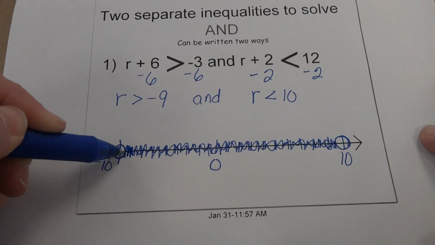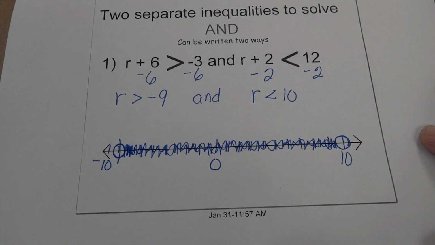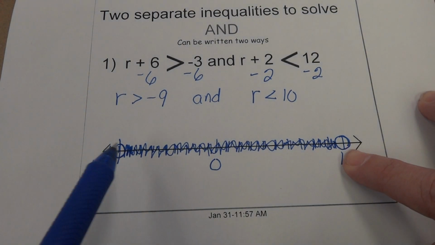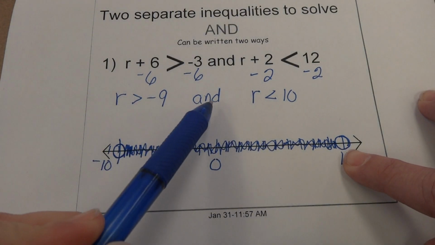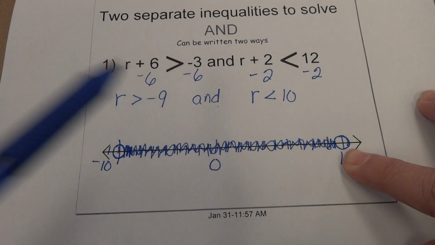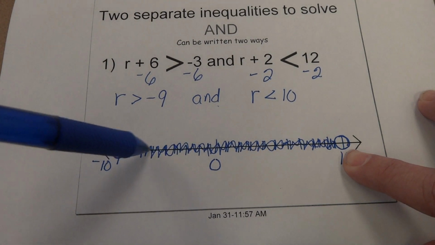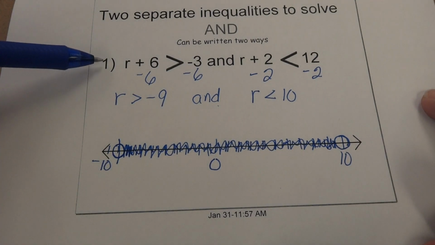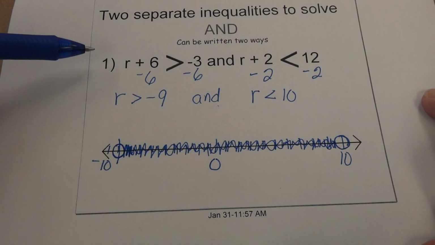So the ones that fit in both of the inequality statements are our solutions. So you can see that we'll have our two bound marks, and we'll be shaded in between when you have an and statement. All of these numbers represent the answers that will make this compound inequality true.